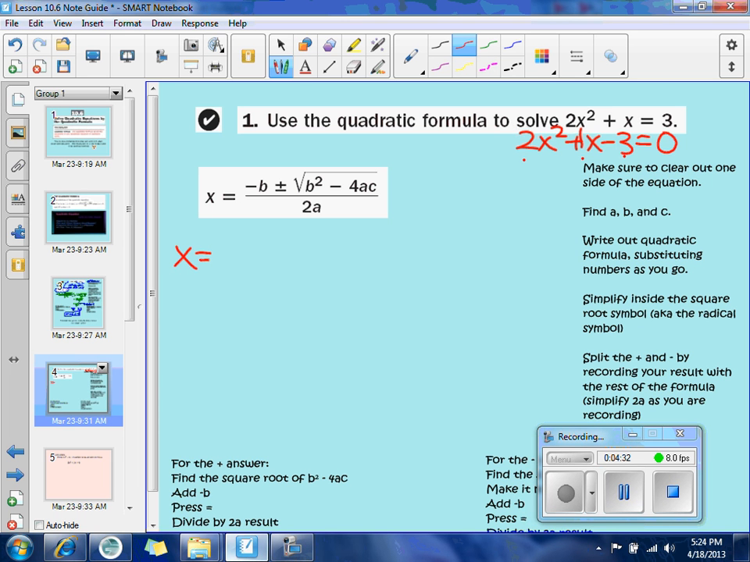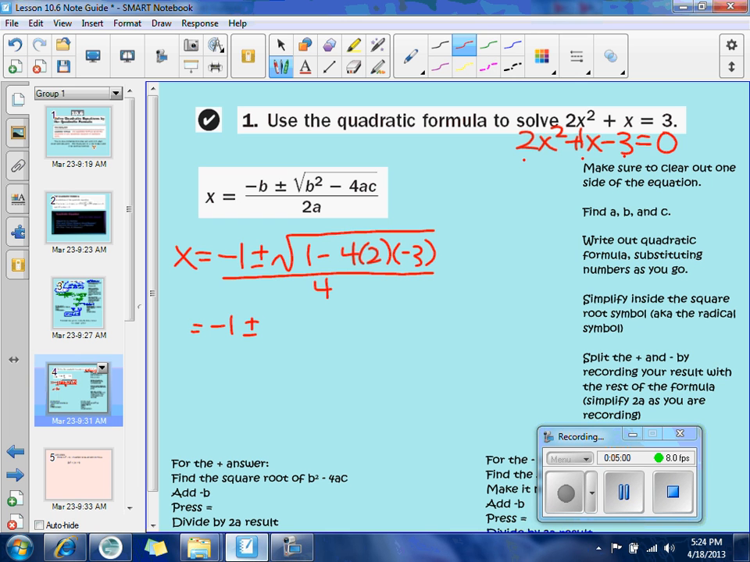So x equals negative b, which is -1, plus or minus the square root of b squared, which is actually going to be 1, minus 4 times 2 times -3, all over 2 times a, which is 4. Now, yes, there are some parts of this that you can simplify as you're plugging it in. I would not mess with this minus 4ac because this is where things get messy.